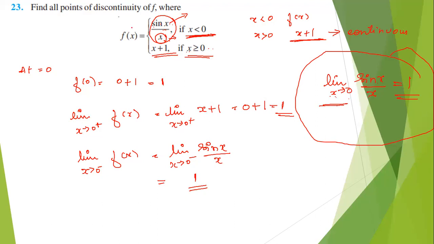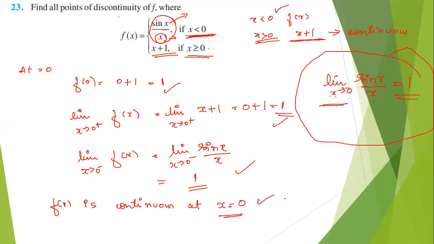So the value of this is 1. So the limit and the functional value are all the same. So what can we conclude? The function f of x is continuous at x is equal to 0. So it is continuous when x is less than 0, it is continuous when x is greater than 0, as well as it is continuous at x is equal to 0. Got it?